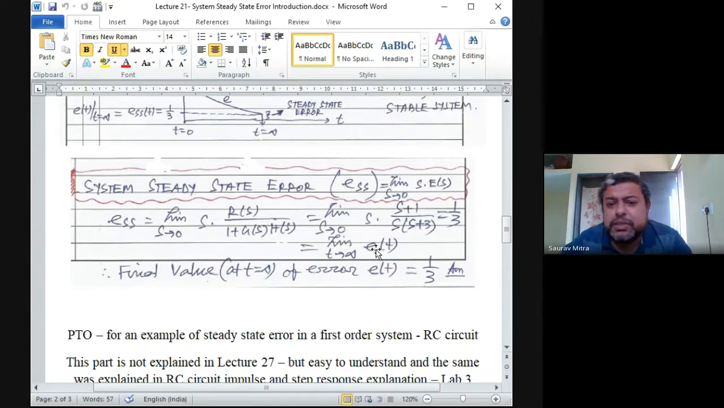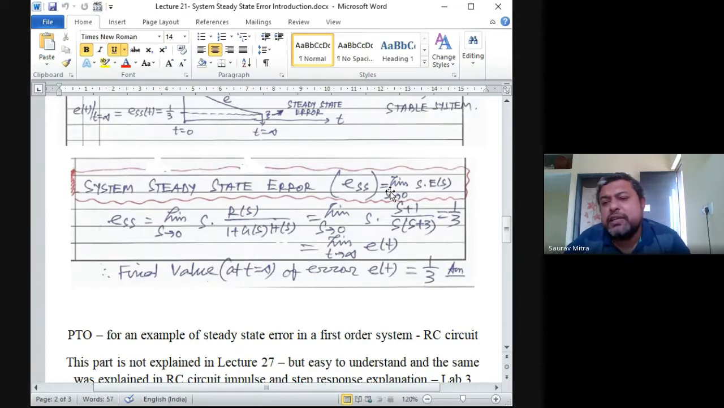What is the relationship between t and s? They are inversely proportional because s is frequency and t is time. Okay, t is equal to 1 by s. We know that. So limit t tends to infinity e(t), झट से वो लोग लिख देता है limit s tends to 0 E(s). But what you miss is one s is there. Okay, so what is the steady state error formula in Laplace domain? That is limit s tends to 0, s into E(s). वो s एक extra आता है.